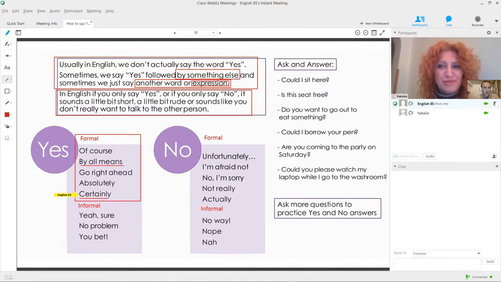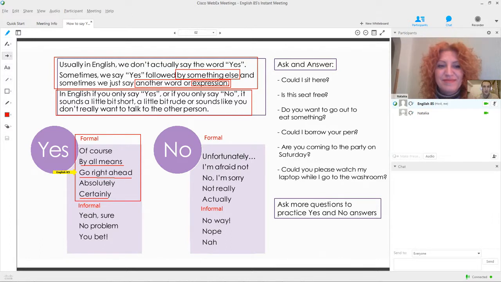How about this one? Go right ahead. Do you know it? Have you heard it? No. I don't know. Okay. So I just want to tell you that all these words and all these expressions, they mean yes. If you say certainly, yes.